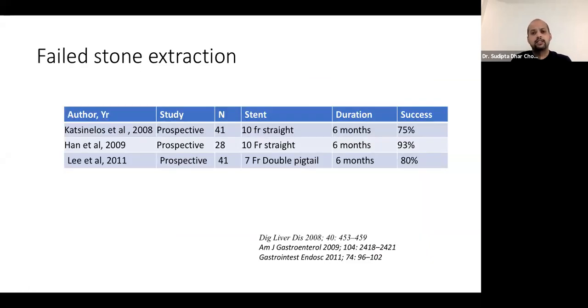In circumstances where we still fail to remove a stone after a basket or a balloon extraction, the options include placement of plastic stents. This has been investigated in multiple retrospective and prospective studies. Here I've just summarized data from 3 prospective studies, including a total of around 100 patients. All the studies have used 7 French or 10 French straight stents, and the duration of stent placement was 6 months. The overall success rate was 75 to 90%.